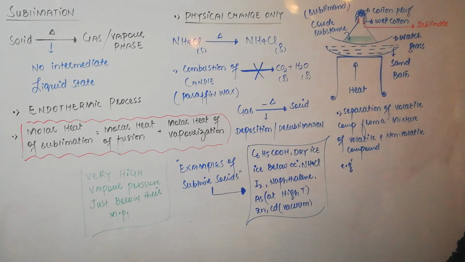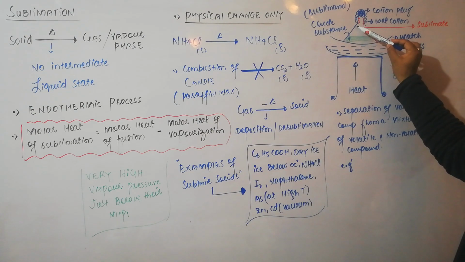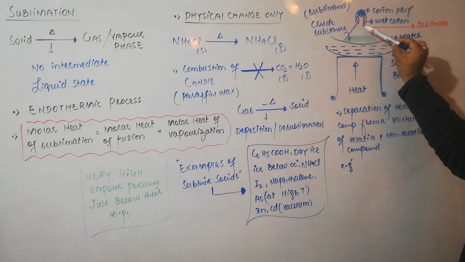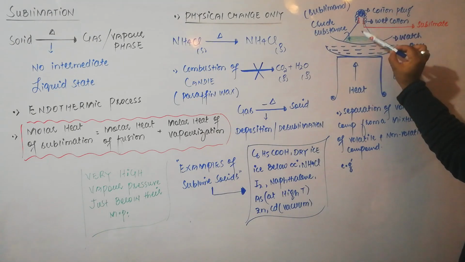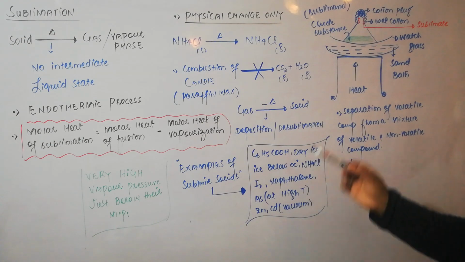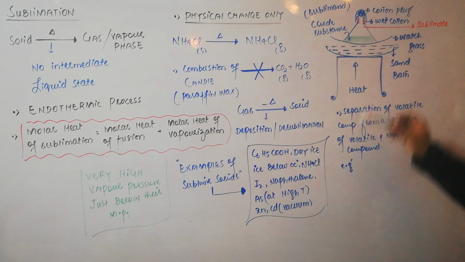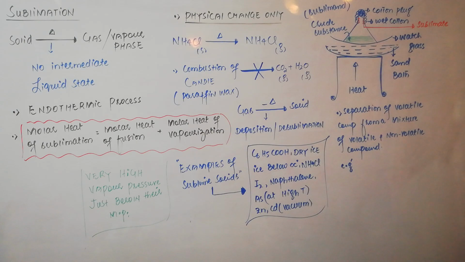iodine will change directly from solid to gaseous form, and here the wet cotton is placed to keep this portion cool. And when the vapors of the iodine reach the cold portion, they will again change from gaseous form to solid form. So here sublimation takes place, but at this part deposition or desublimation takes place.